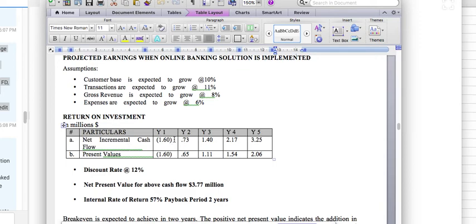For example, first year you have spent the money, so there is a negative right now. Second year you got only 0.373. Third year you got 1.43 as revenue. Fourth year, fifth year, like that. So that is how the revenue is growing.